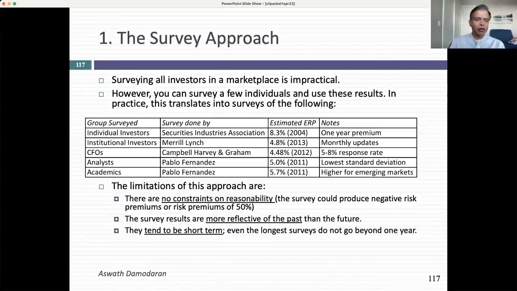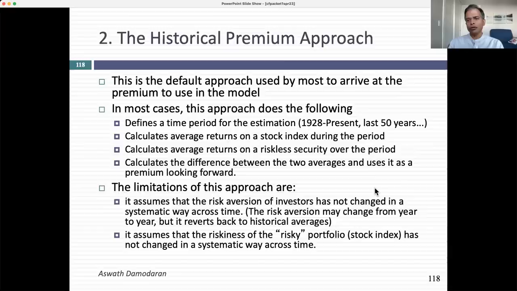But here's the bottom line. You have all these surveys going on. Nobody uses them. You think, why not? First, you can give unreasonable answers in a survey because you can say whatever you want. I think the market's going to go up 25%. Nobody's going to constrain you. Second, they're more reflective of the past than they're predictors of the future. In other words, you come off a really good decade for stocks, you tend to give a high number. You come off a really bad decade, you give a low number. And even the very best surveys go only 1 year. Nobody wants to give a five-year forecast. So survey premiums might look good, but nobody uses them.